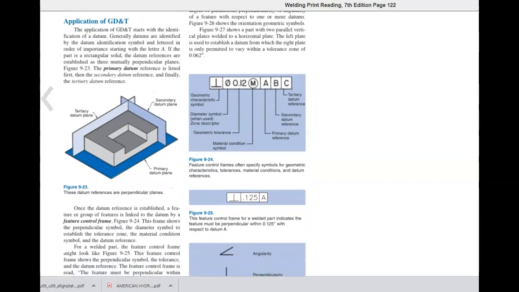Application of GD&T. The application of GD&T starts with the identification of the datum. Generally, datums are identified by the datum identification symbol and lettered in order of importance, starting with the letter A. If the part is a rectangular solid, the datum references are established as the 3 mutually perpendicular planes shown in figure 9-23. The primary datum reference is listed first, then the secondary datum reference, and then finally the tertiary datum reference is shown.